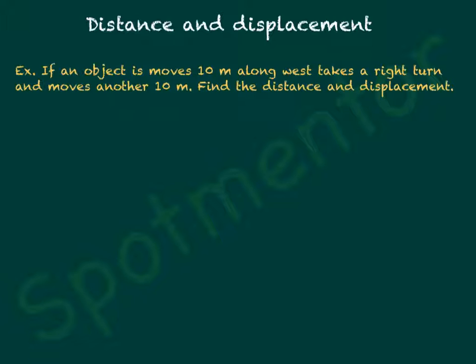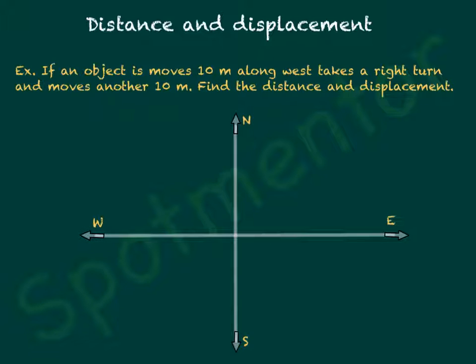Let's understand this distance and displacement concept through an example. Here in this question there is a certain path of an object given to us and we have to find the distance and displacement. Let's show that diagrammatically. Here I have shown all four directions, north, south, east, west, and the particle initially is moving towards west and then turns right and moves another 10 meters towards north. These are the two segments of the distance covered by the particle. But to find the displacement, you just have to join these two points.